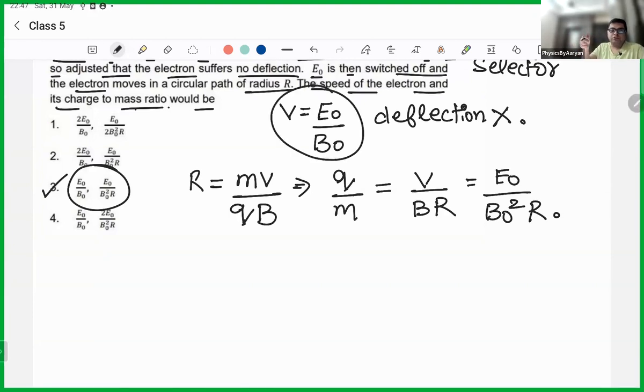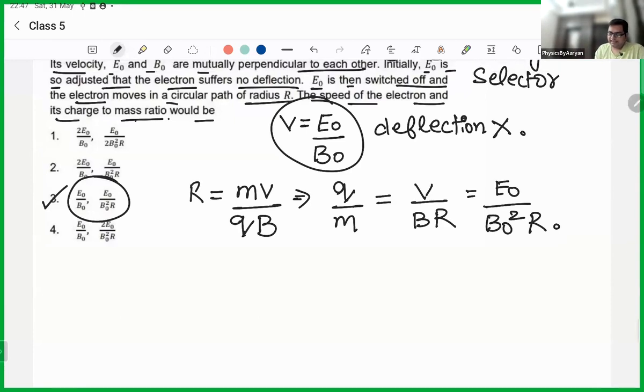Now you switch off the electric field. Once you switch off the electric field, you go to the previous lecture, yesterday's lecture, because now only the magnetic field is there. If your magnetic field is there, then you can have three cases: straight line, circular, or helical. They have given you that it's a circular motion, so it's case number 2. Only the magnetic field is there, and it's case number 2, circular motion. Circular motion has a radius mv by qB. The radius is already given to you, and you have to give an answer in terms of radius.